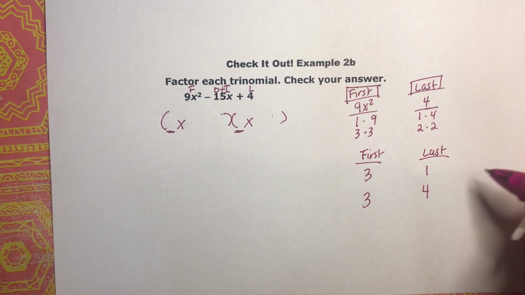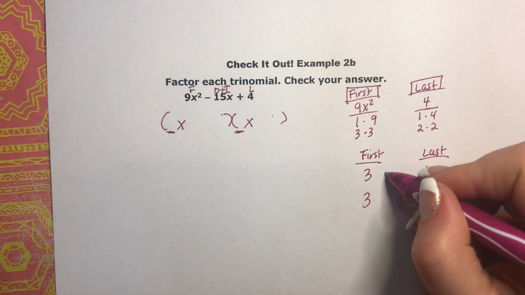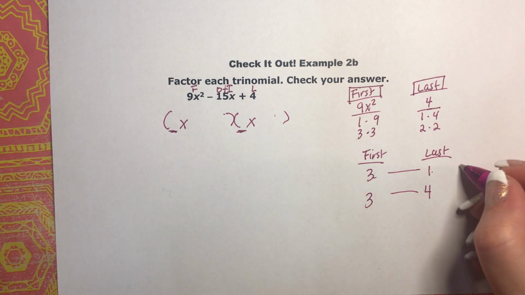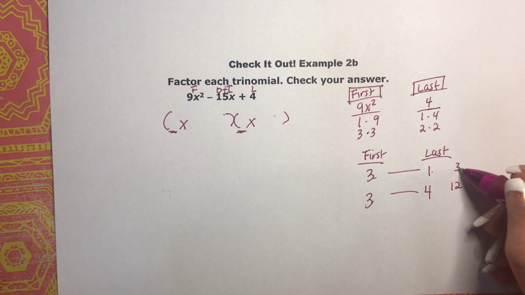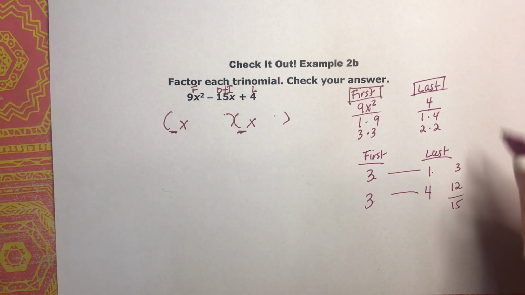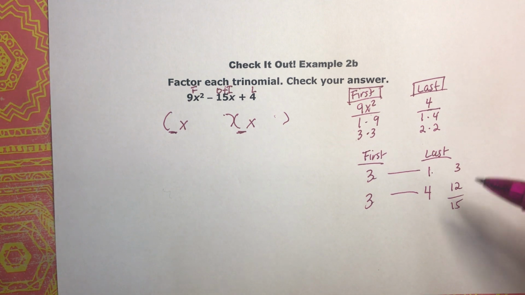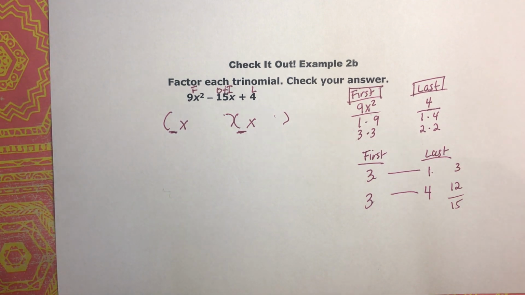And just go across. So 3 times 1 is 3. 3 times 4 is 12. 3 plus 12 is 15. So we got it on the first try. Oh, that's fun. Okay, so now we just have to put in the numbers.